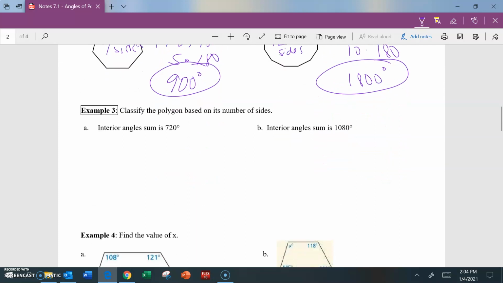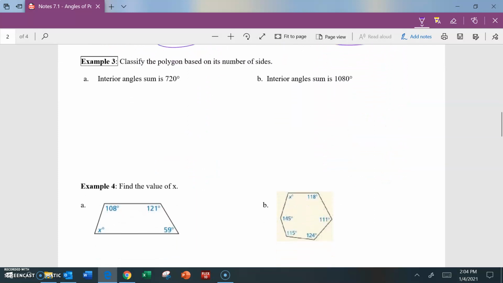So if we now move on to example 3, it talks about classifying the polygon based on its number of sides. So here we're going to have to work backwards. I'm going to use a little algebra. I've had students in the past that want to guess and check, but I think at a high school level it's best to use this formula.